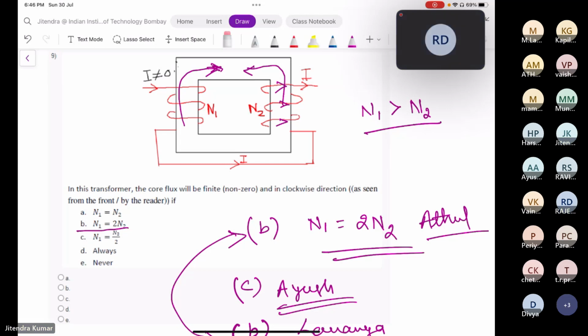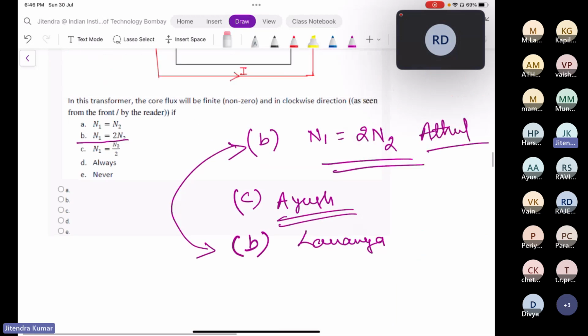So we are going with option B, and you cannot change the current of the primary winding because both windings are connected with the same wire, so the currents in both will be the same. Yeah, so that's all.